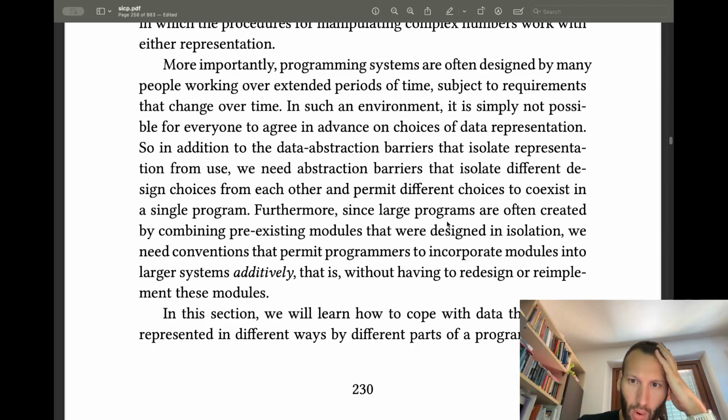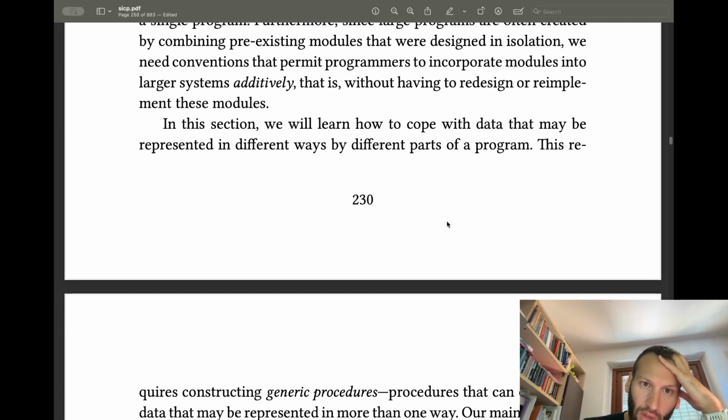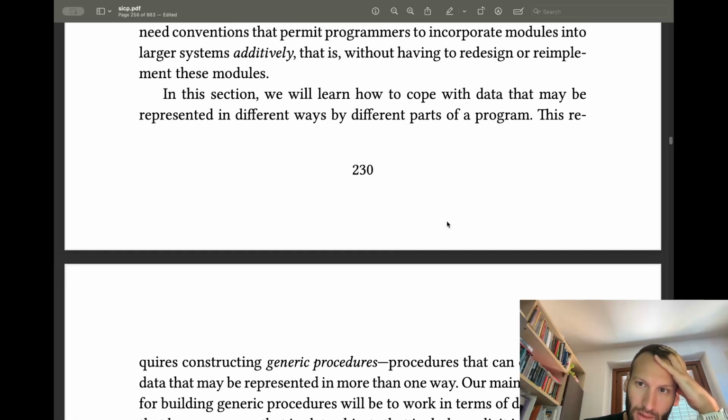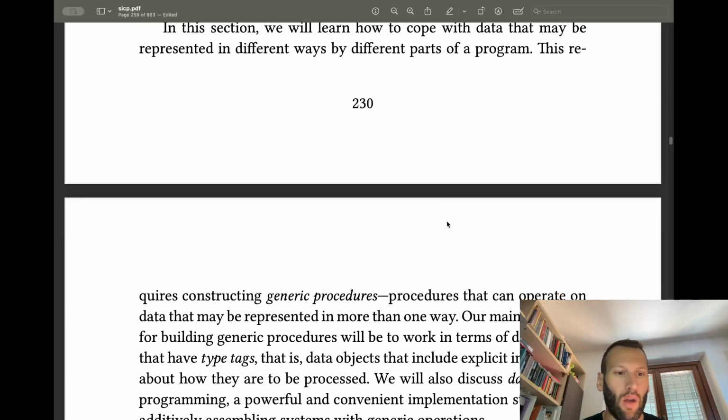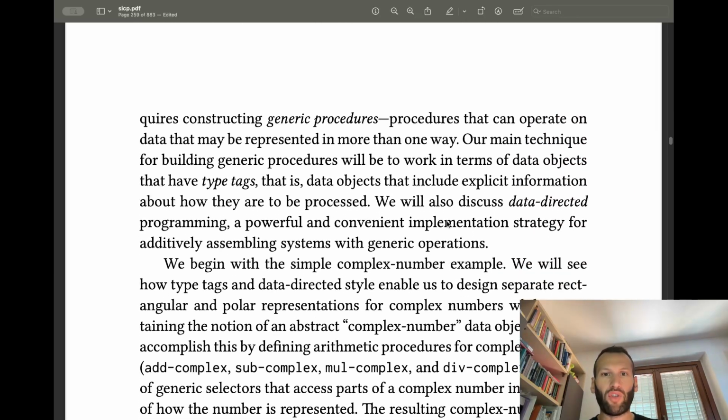Furthermore, since large programs are often created by combining pre-existing modules that were designed in isolation, we need conventions that permit programmers to incorporate modules into larger systems additively. That is, without having to redesign or reimplement these modules. In this section, we will learn how to cope with data that might be represented in different ways by different parts of a program. This requires constructing generic procedures, so procedures that can operate on data that may be represented in more than one way.